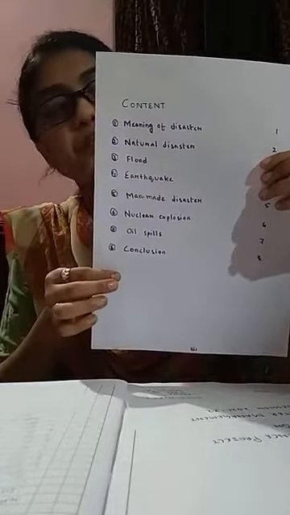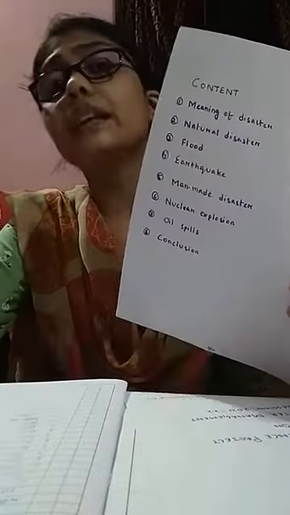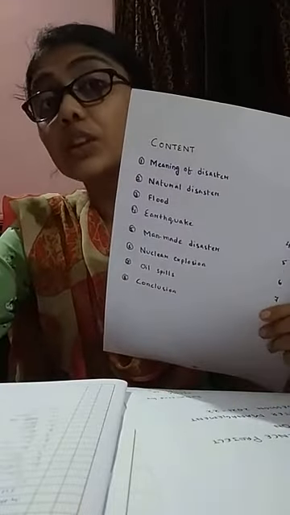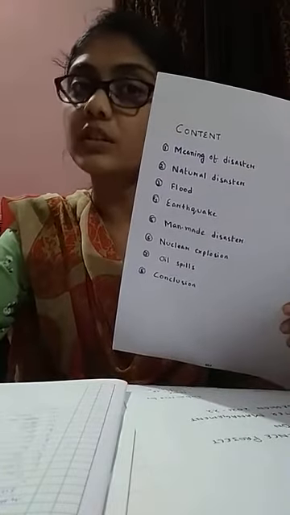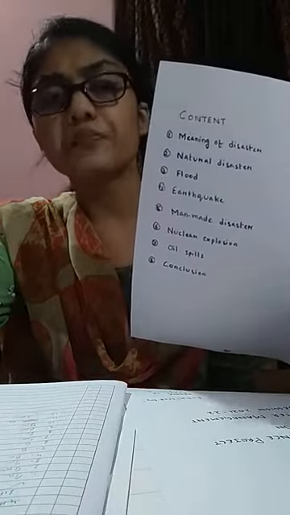Okay, so after the acknowledgement page, you have to make the content page. Here in the content, you can see I have written the topics. First of all, it is the meaning of disaster. When you are writing about disaster management, you need to know what a disaster is. So you have to find out the meaning of disaster. You can also write what is a disaster in place of meaning of disaster.